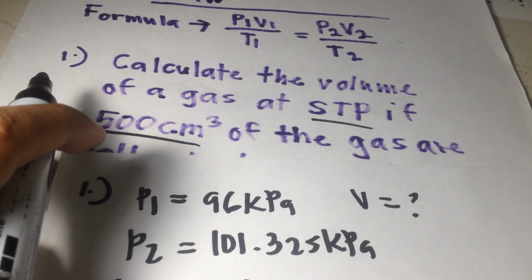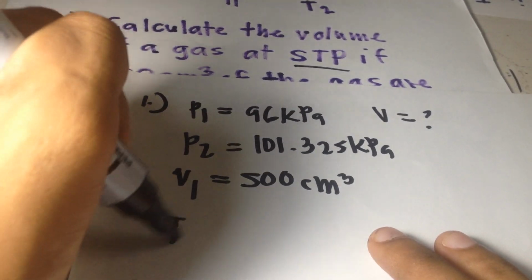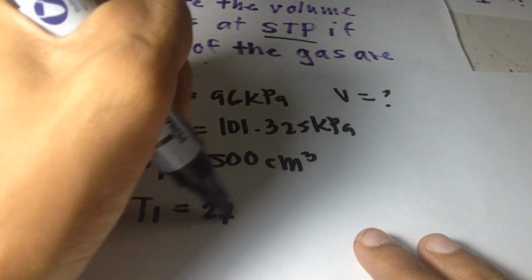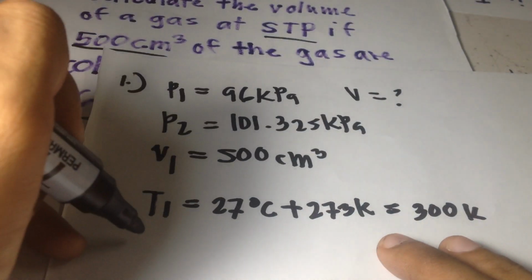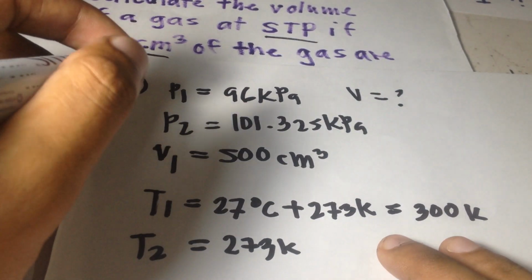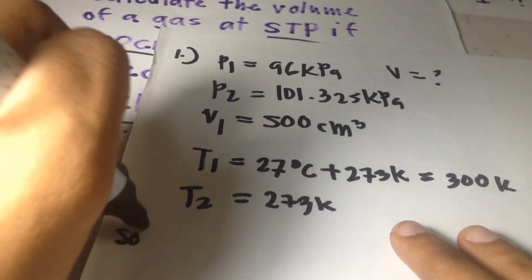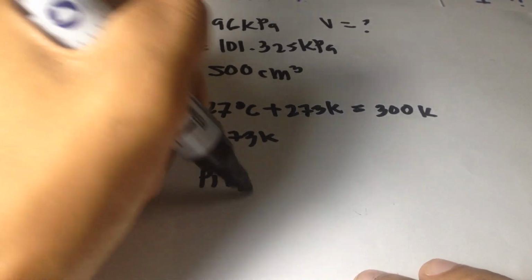And temperature 1 here is equal to 27 degrees Celsius. So 27 degrees Celsius plus 273 Kelvin, which is 300 Kelvin. And temperature 2, which is STP, is 273 Kelvin. In the solution, use again the formula: P1V1 over T1 is equal to P2V2 over T2.